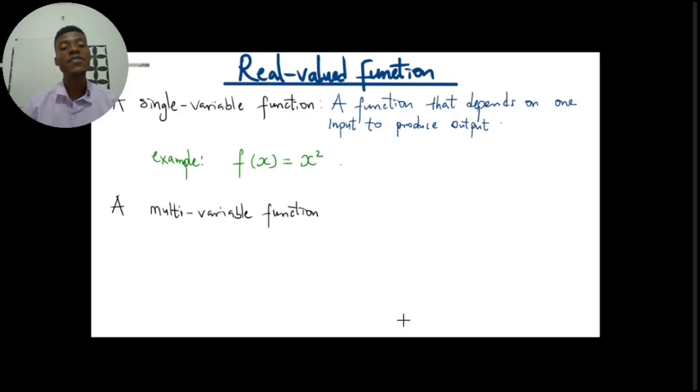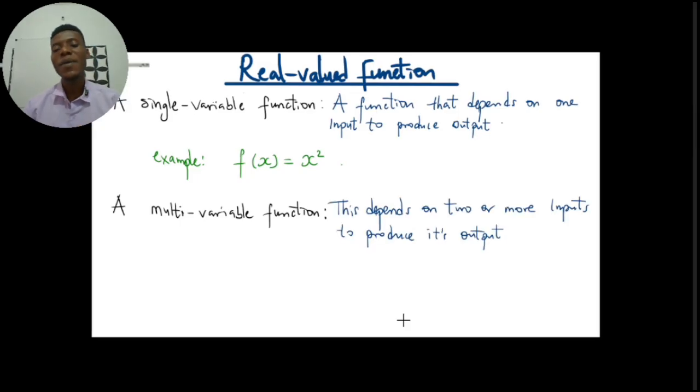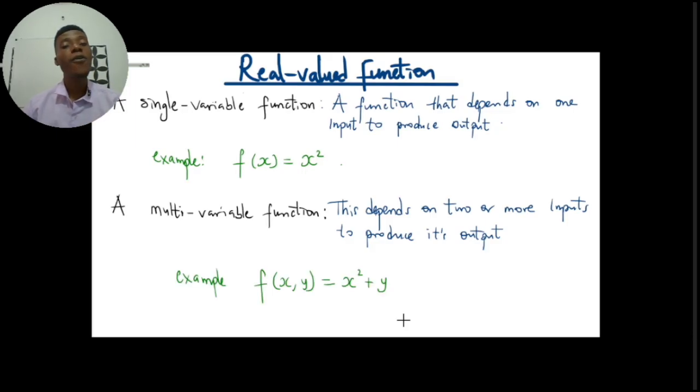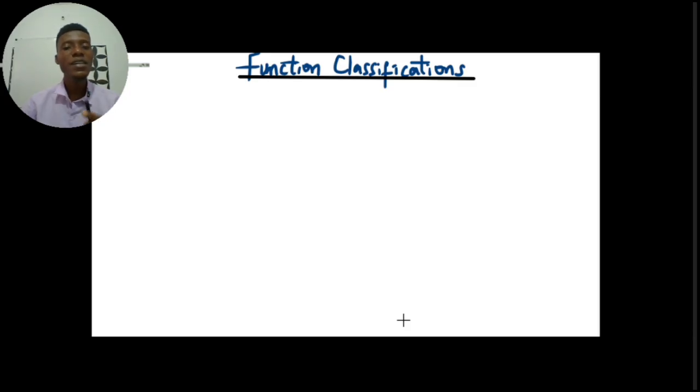The second classification is the multivariable function. Of course, since that one is single, then this one means that it depends on 2 or more inputs to produce its output. An example is f of x, y, 2 independent variables x and y. Can you see that? Now, what are the other classifications?